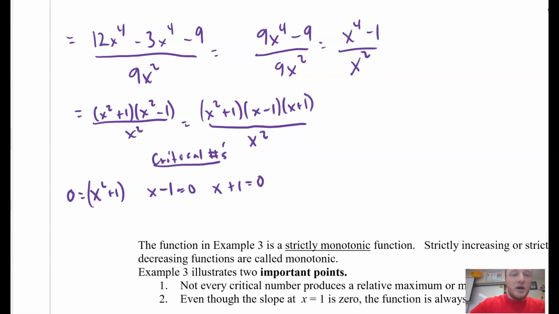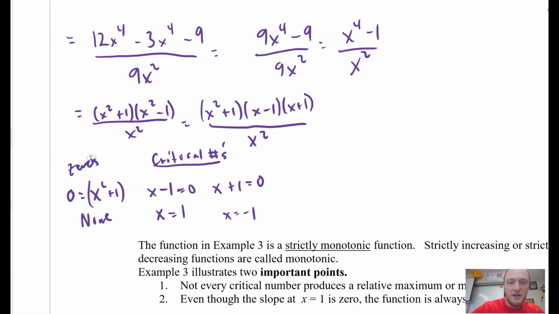So again, x squared plus 1 equal to 0 will produce imaginary zeros, so we don't have any zeros there. We just keep it real. Here, x equals 1, x equals negative 1. And that is for zeros.